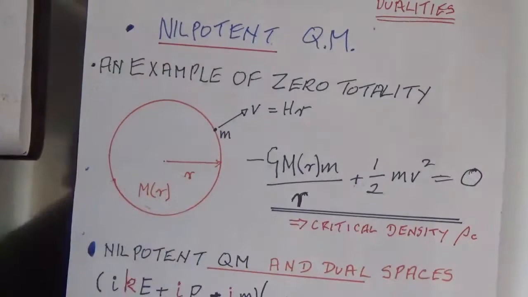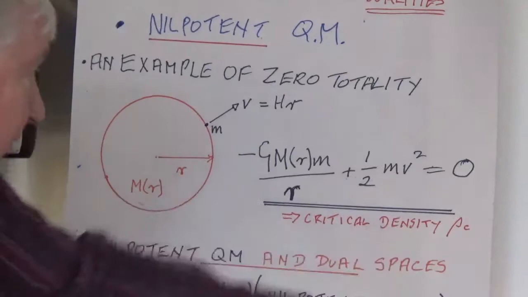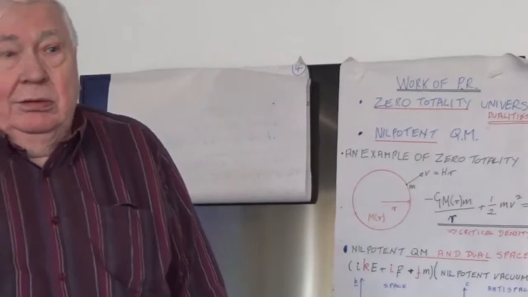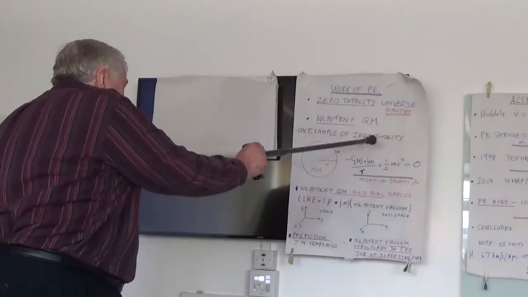And from this, we get our expression for the critical density. The critical density is that density which essentially makes this true, and it must always be true. That's the assumption we're going to make, that it's an example of the zero totality.